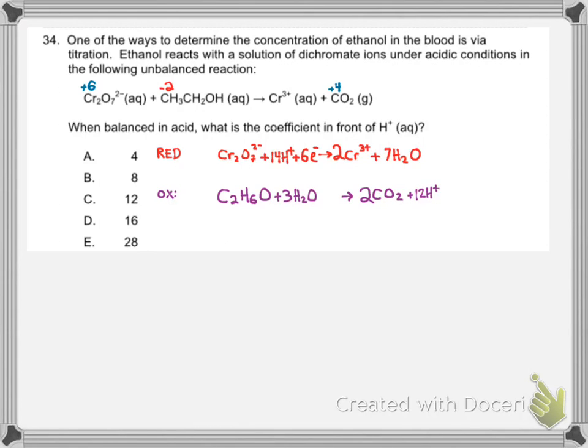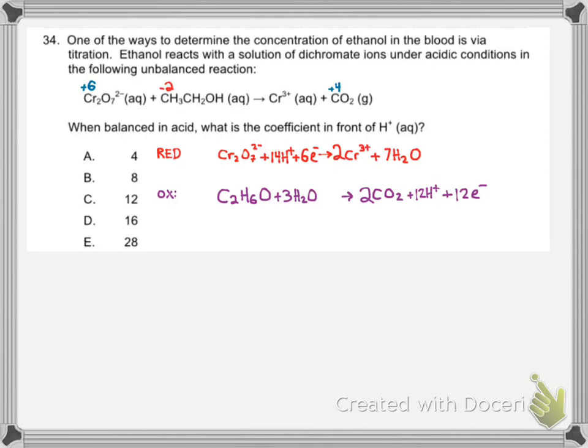And then once again, the final thing we're going to do is make sure that electrons are balanced, that charges are balanced on each side. This side has a net charge of 0. This side has a net charge of +12. That means we're going to need 12 electrons in order to have the sides be electrically balanced. So plus 12 electrons. Great.